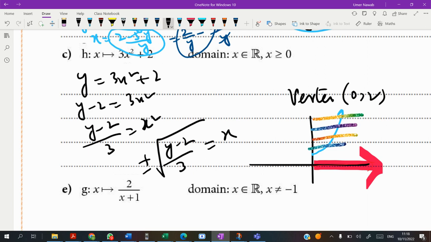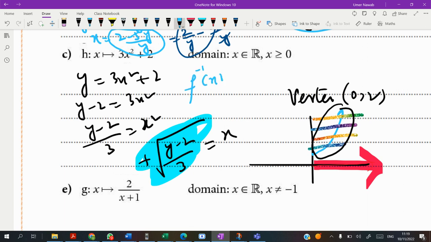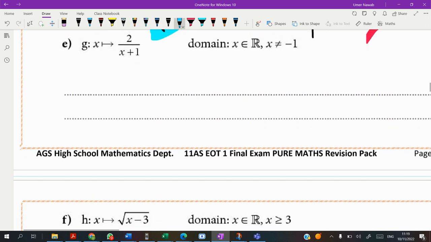Here the trick is applied. Did he use the right hand side of x? If he uses the right hand side of x, it means that, because all of my outputs are positive, I cannot use the negative sign. So my inverse function is, if you write plus minus sign, that would be wrong. So it is plus the square root of (x minus 2) over 3, that is the inverse function.